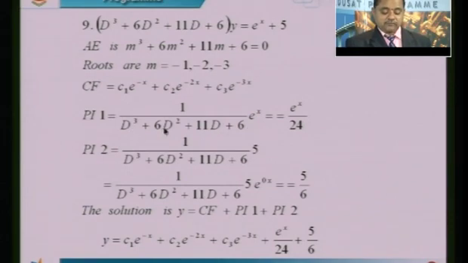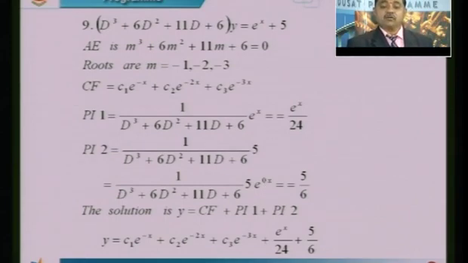So here 1, 6 plus 1 is 7, 7 plus 11 is 18, plus 6 is 24. So you will get e power x by 24. This already you know. Previously I have done 3-4 questions. This already you know. Now the idea is for this, 5 is there. In the next step I have written, you can see 5 into e power 0x.